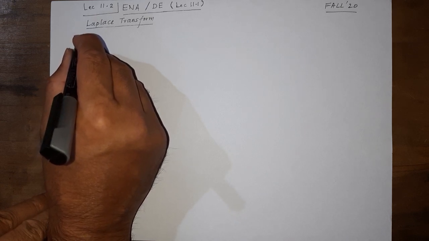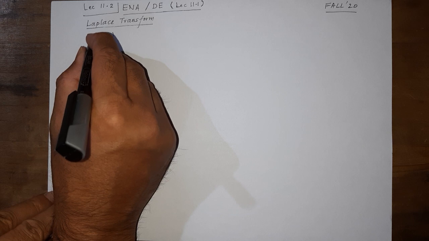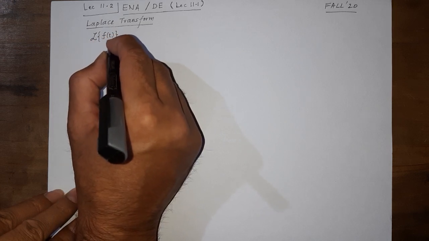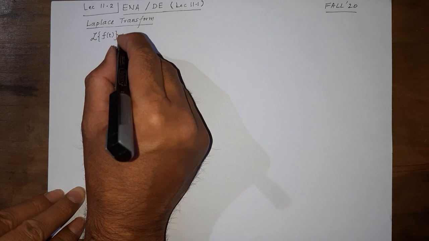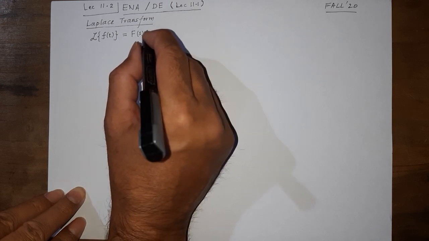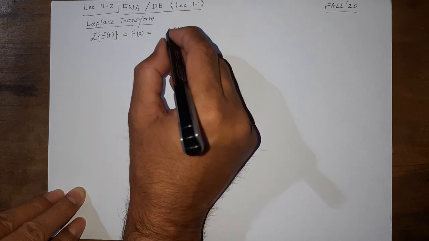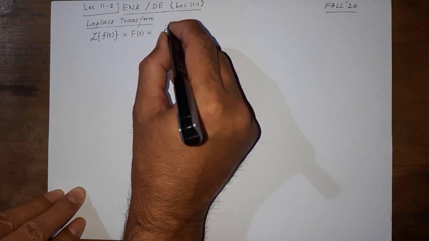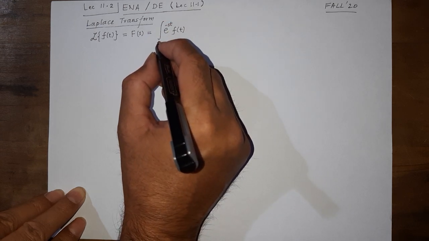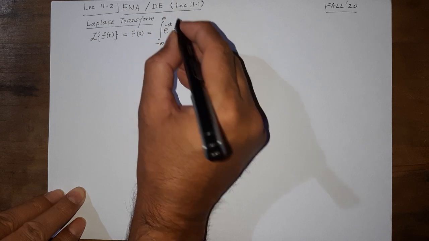By definition, a Laplace transform of a function of time, this stylized L is used to represent taking the Laplace transform of a function of time, which we write as capital F of s, and is defined as multiplying that function of time by an exponential with a complex parameter s, and then taking an integral with respect to time from minus infinity to plus infinity.